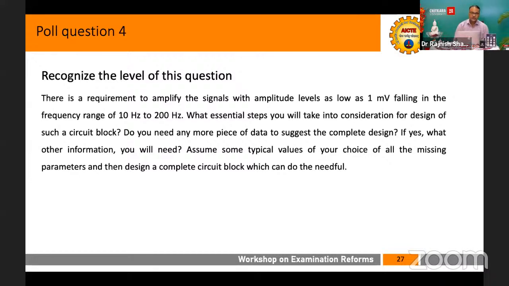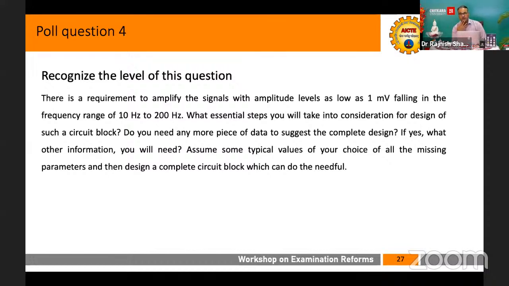Yeah. So there is a requirement to amplify signals with amplitude levels as low as 1 millivolt, falling in the frequency range of 10 Hertz to 200 Hertz. So an amplifier is required to be designed, and the signal amplitude has been given, and simultaneously the frequency of the signal has also been given. Now, the question starts: what essential steps should be taken into consideration for the design of such a circuit block? It's not asking you to design, it is asking what steps you will take into consideration for the design of such a circuit block.